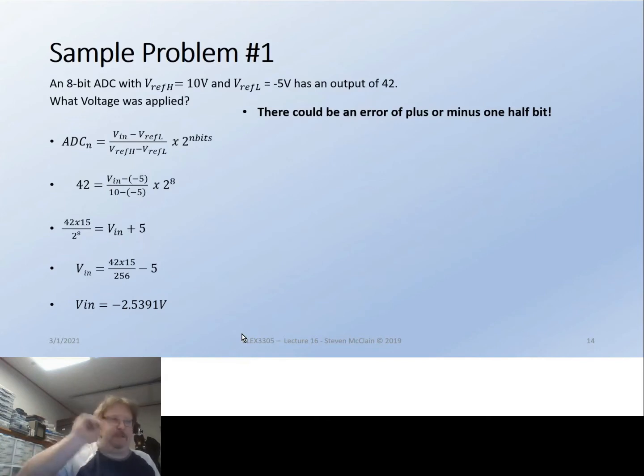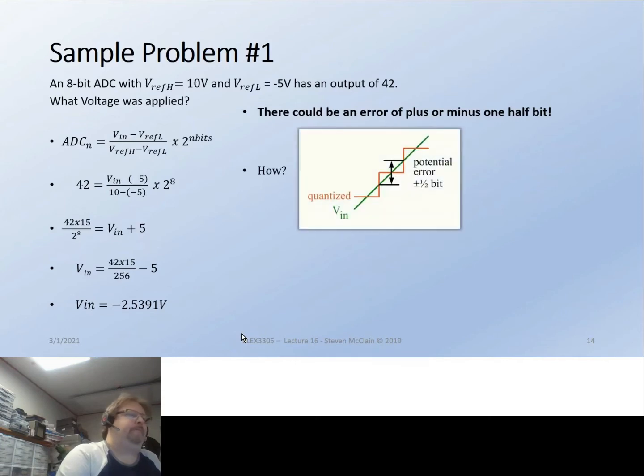There could be an error of plus or minus half a bit, depending on where that last compare ended up. So you've got a certain voltage in, and your digital output can only say it's either there or it's there. Like your digital output says here, so we got our 42. There it is. Well, potentially there's an error.